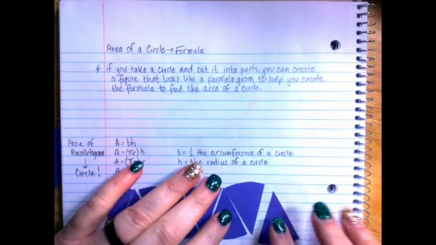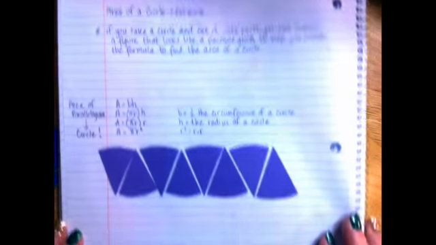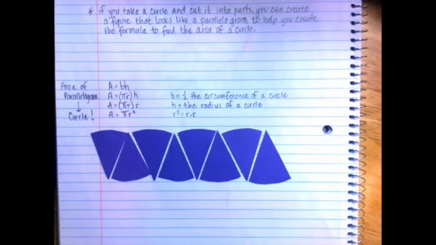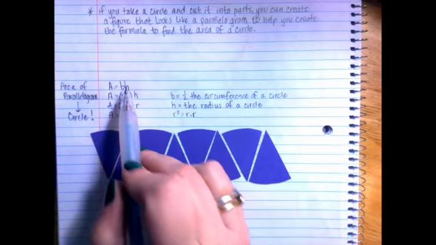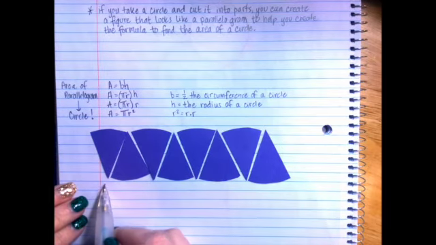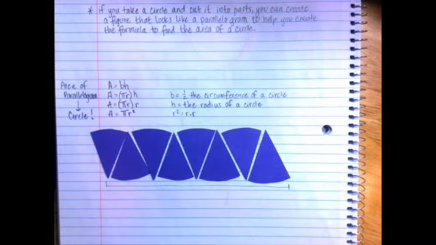All right, so you can kind of see a rough parallelogram. So to find the area of a parallelogram, we take the base of it times the height. So here is the base of our parallelogram.